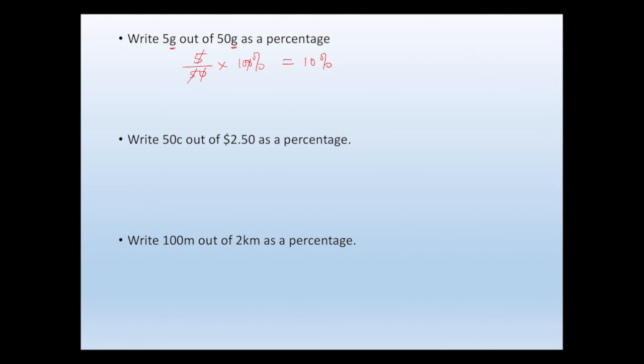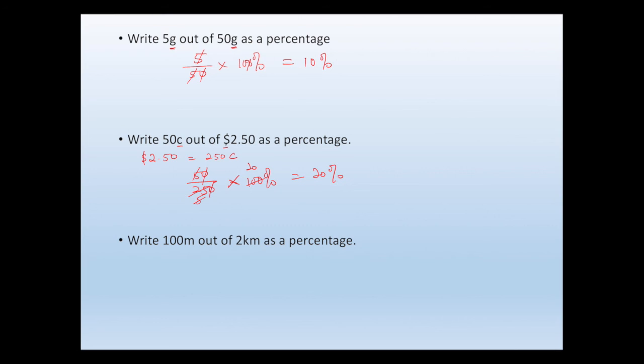All right, what about 50 cents out of 250 dollars as a percentage? This is cents, this is dollars. So we need to convert 50 cents into dollars or from dollars into cents. It's probably a little bit easier if you convert from dollars into cents. That is 250 dollars is 25,000 cents. Therefore, 50 over 250 times 100% equals, and that is 5. 100 divided by 5 is 20, so it's 20%.